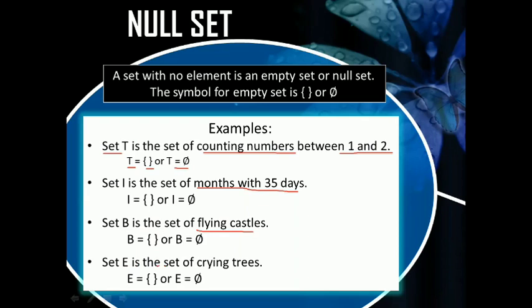And set E is the set of crying trees. So are there crying trees? There is none, right, in this reality. So we can only see crying trees in our imagination, on fantasy, like that. So that is why the set E is an empty set.